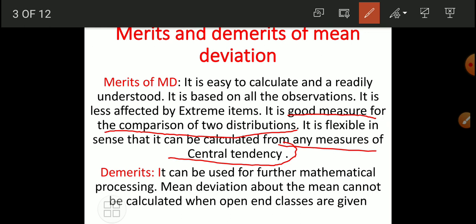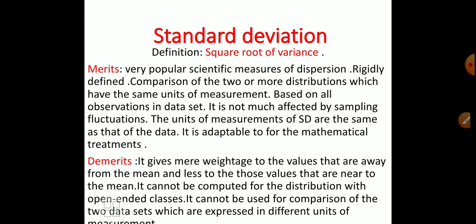Having learned the merits of mean deviation, we have to understand its demerits. It cannot be used for further mathematical processing or analysis. Also, mean deviation about the mean cannot be calculated when open-end classes are given. So these are the two demerits.